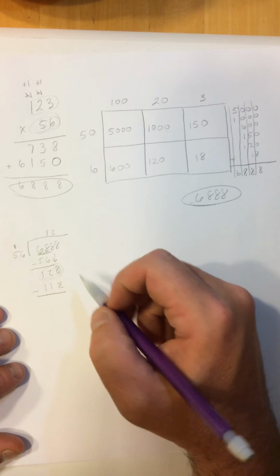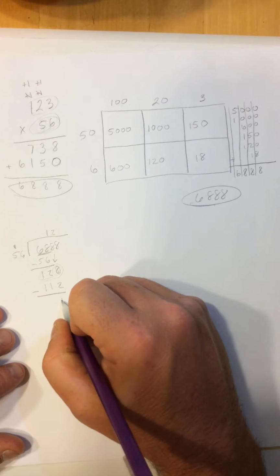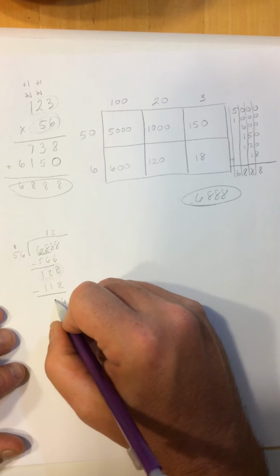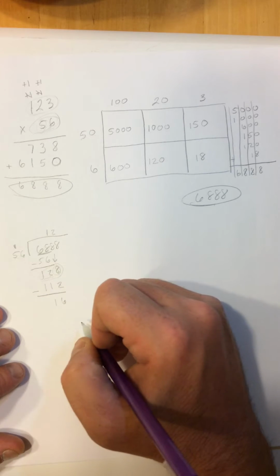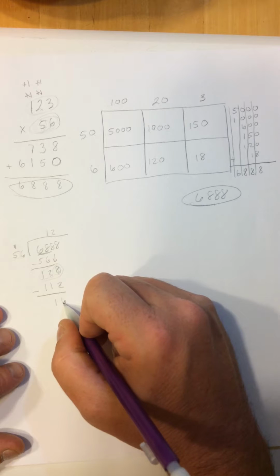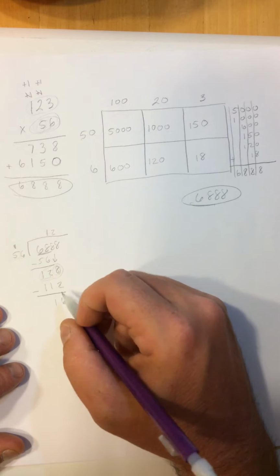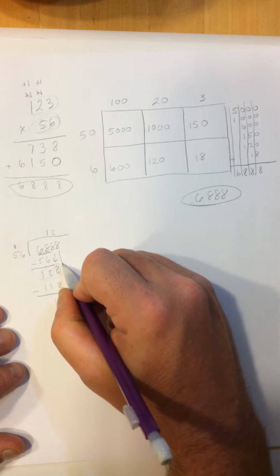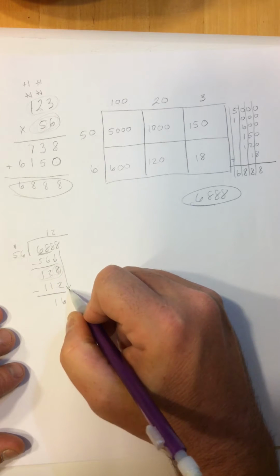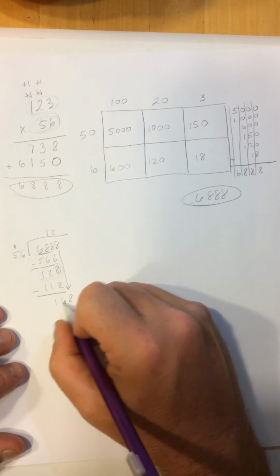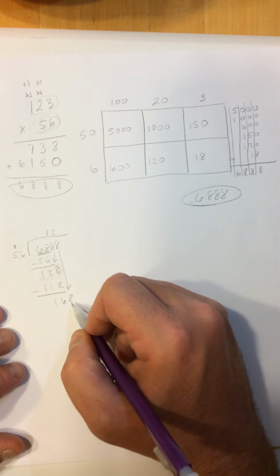Then I'm going to subtract again. 8 minus 2 is 6, 2 minus 1 is 1, and 1 minus 1 is nothing. So now I'm back down to where I only have 16 left over. So I'm going to have to bring down my next 8 so that I can make this number bigger than my divisor.